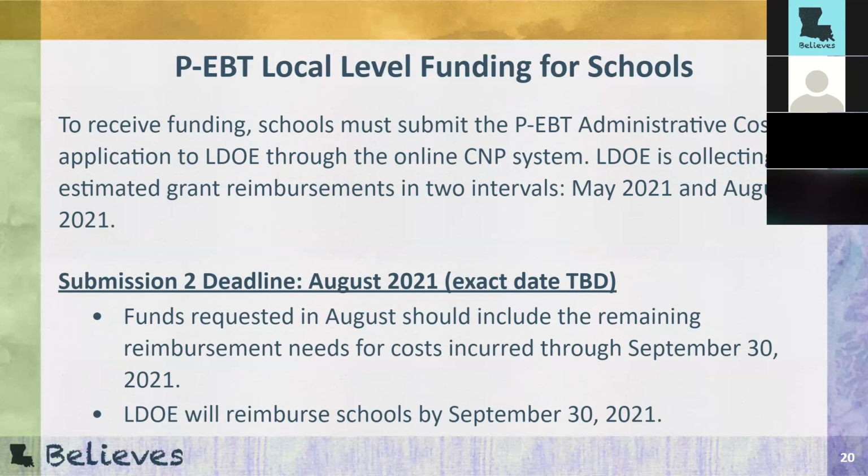So our second interval will be August of 2021. We don't have an exact date of when that's coming, but August 2021, and the exact date is to be determined. Funds requested in August should include any reimbursement needs that you are planning to incur through September of 2021. So you'll have to think ahead, but by then I think we'll be really rolling with this issuance. And so you will have known what you've already spent and you'll have an idea of what you would need through September by that August deadline.